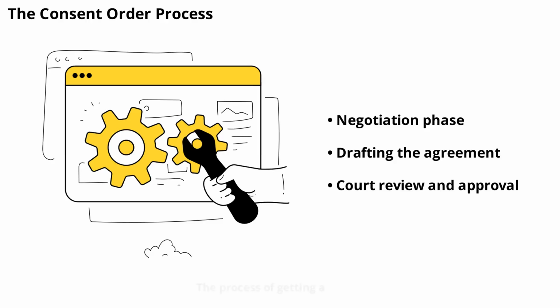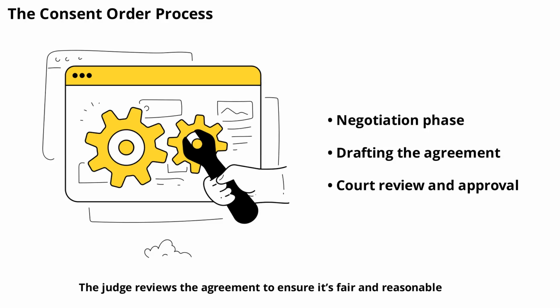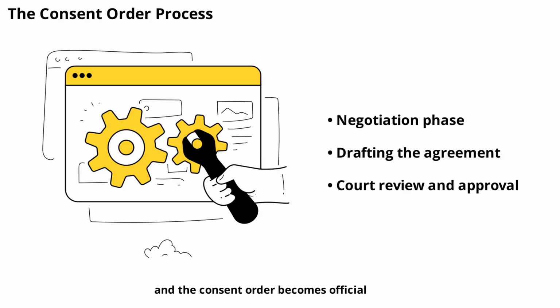The process of getting a consent order usually starts with negotiation. Both parties discuss and agree on the terms, often with the help of lawyers or mediators. Once an agreement is reached, the terms are written up and submitted to the court. The judge reviews the agreement to ensure it's fair and reasonable. If everything checks out, the judge signs off, and the consent order becomes official. This process is generally faster and less expensive than going to trial, making it a popular choice for many people.